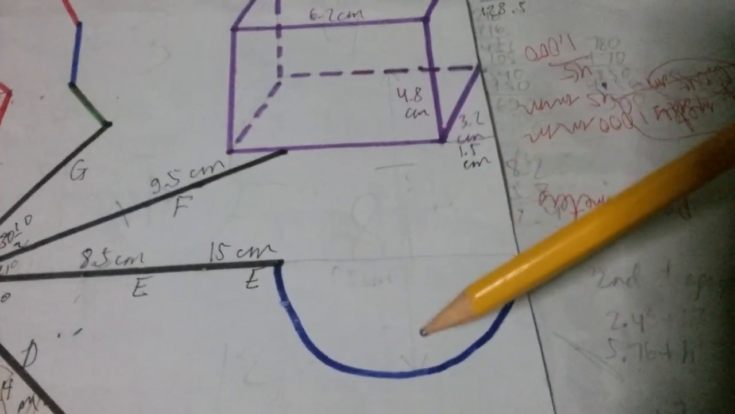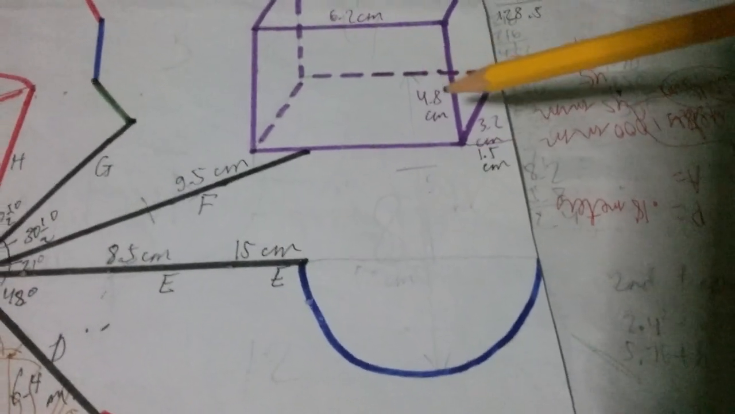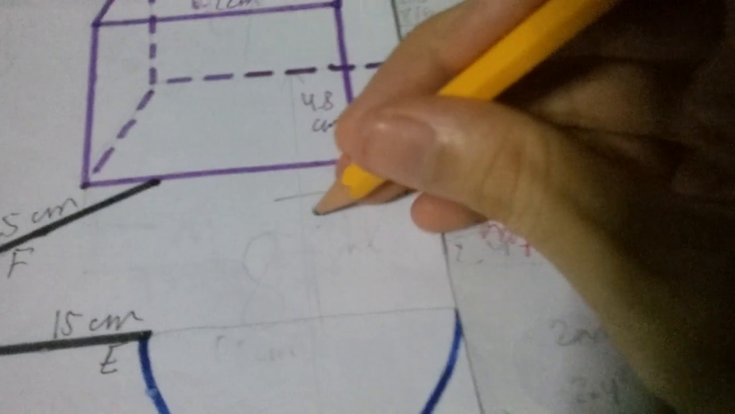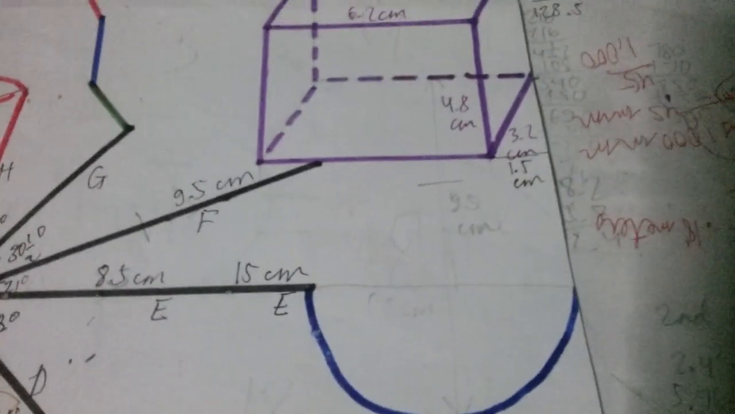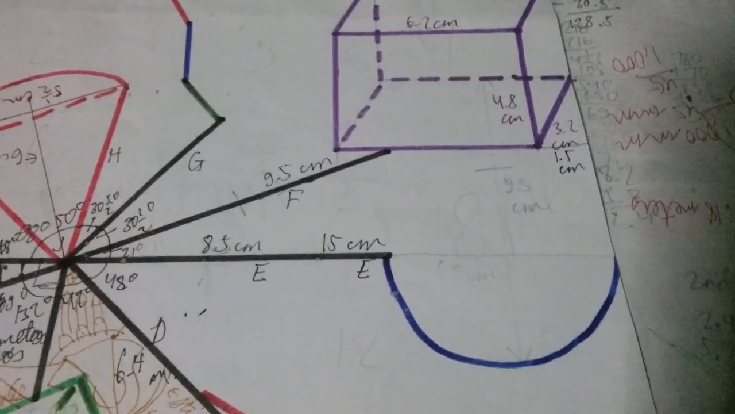And then, I've drawn this height. The entire height of the figure is the same length as this one, which is 9.5. So therefore, the entire height is also 9.5 centimeters, okay? Now, let's work this out little by little.